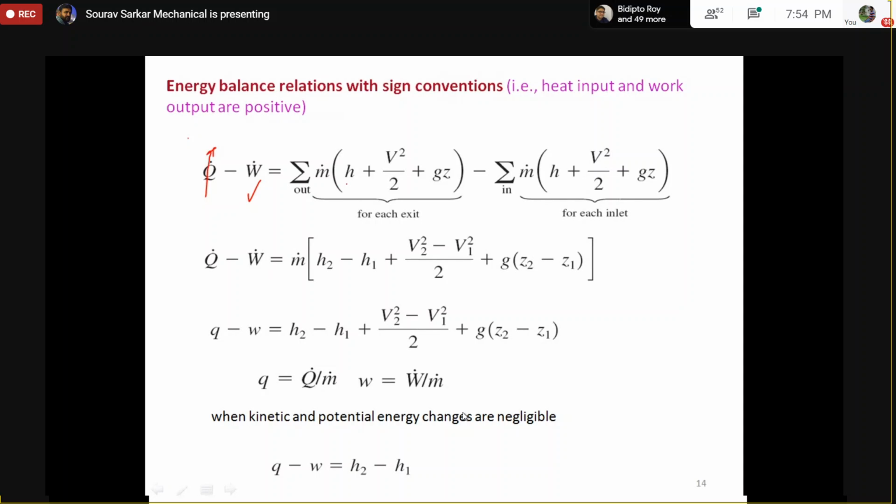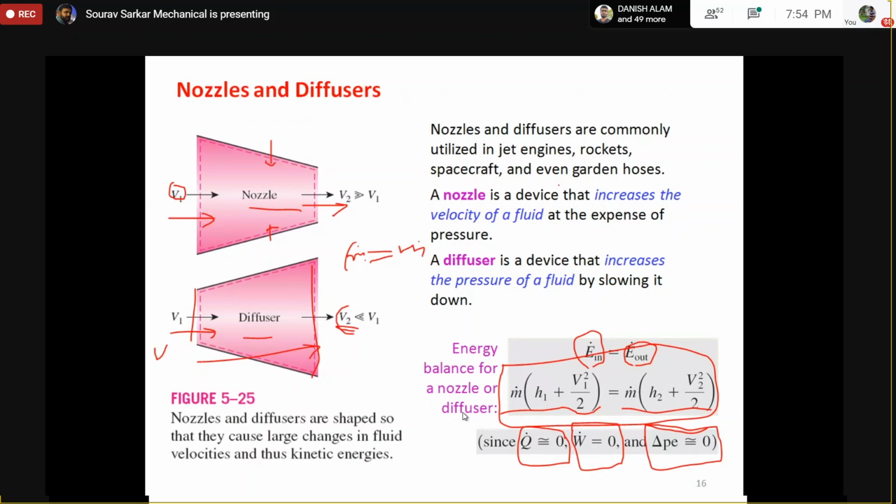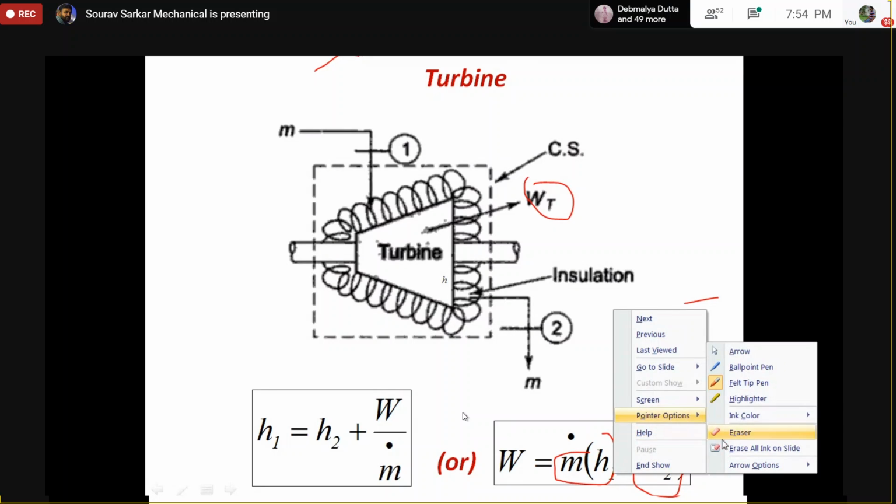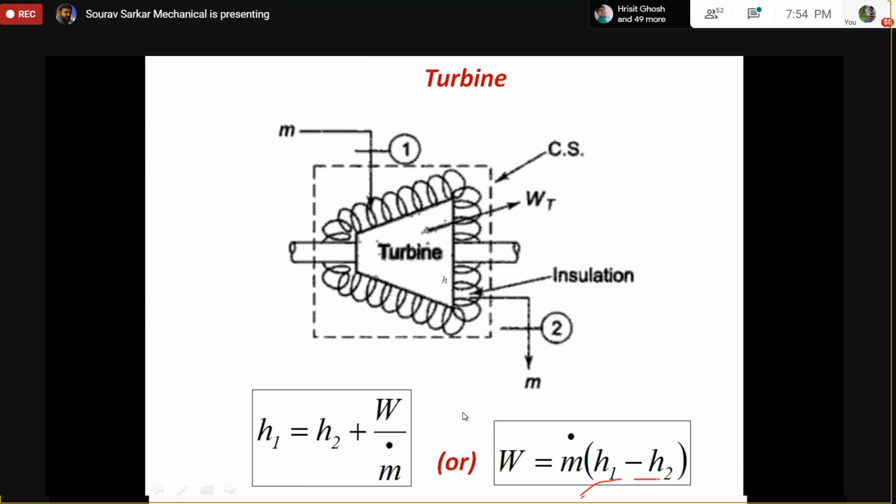Here this is H2 because it is the exit, and this is H1. So the final expression will become m dot (H1 minus H2). It should be H1 minus H2 because H1 has high energy and H2 has low energy. Then only I get a positive W. So this is the application to a turbine.